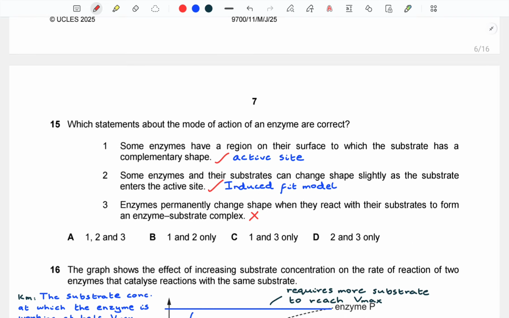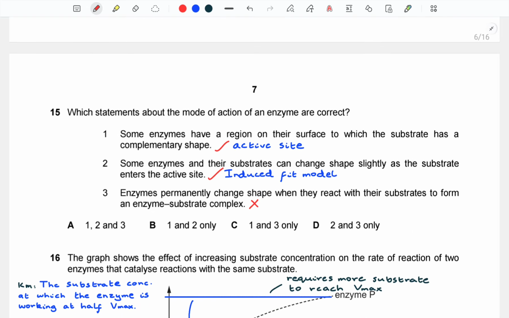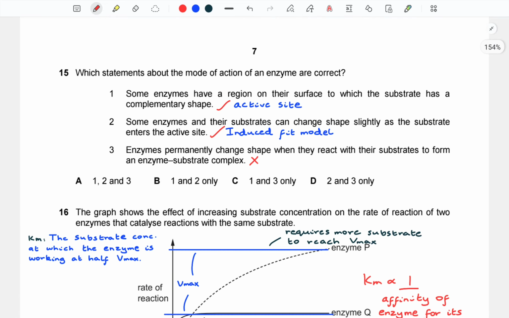So for 15 we've got which statements on the mode of action of an enzyme are correct. Some enzymes have a region of the surface to which the substrate has a complementary shape. Yep, that's known as the active site. In some enzymes the substrate can change shape slightly as the substrate enters the active site. This is also correct. This is part of the induced fit hypothesis.